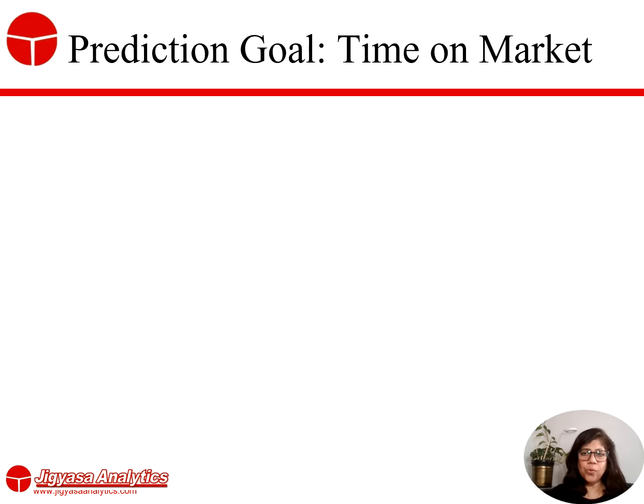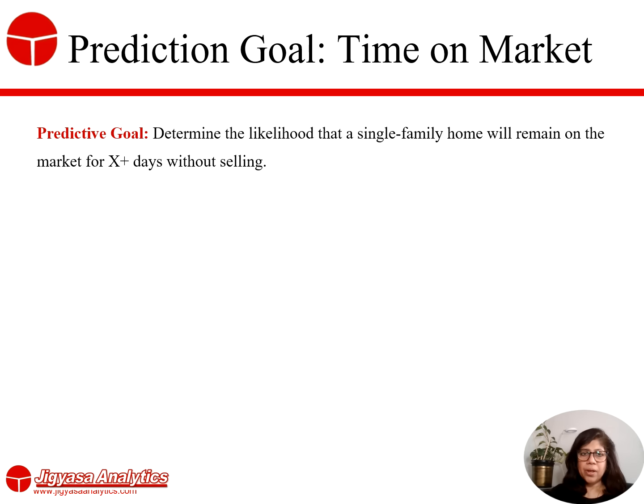Our prediction goal was time on market, which means that we wanted to determine the likelihood that a single family home will remain on the market for X plus days without selling. And we selected X to be equal to 90, which means we were trying to predict the likelihood that a single family home will remain on the market for 90 plus days without being sold.